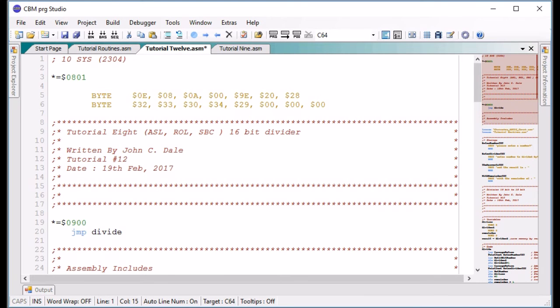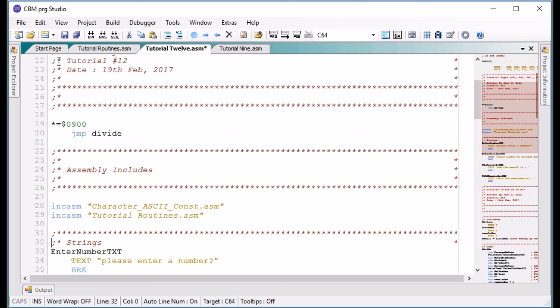So we've got the standard basic code, which is to do SYS 2304, and you guys should be used to this by now. My header, so I'm starting at 0900. I jump straight to divide. I include some of my common assembly routines for the tutorials.